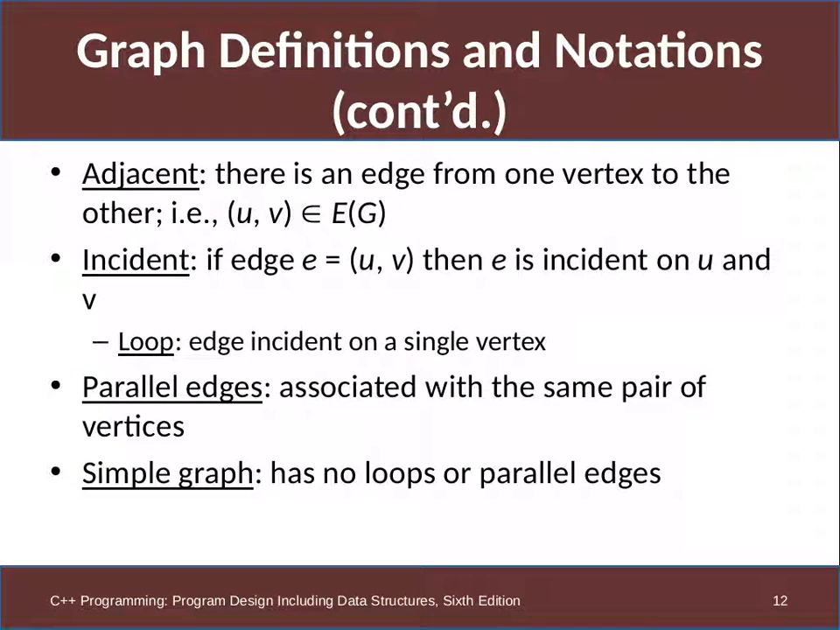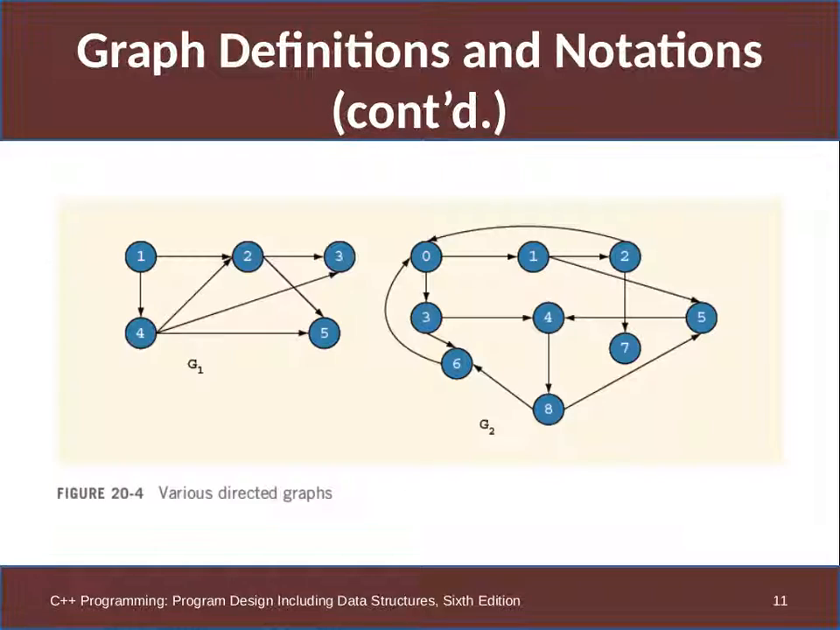All right, some more terminologies. Adjacent if there's an edge from one vertex to the other. Are 1 and 2 adjacent? Is there an edge between 1 and 2? So 1 and 2 are adjacent. Are 2 and 5 adjacent in G1? Only talking about G1. Are 1 and 5 adjacent? No. Is there a path from 1 to 5? Yes.